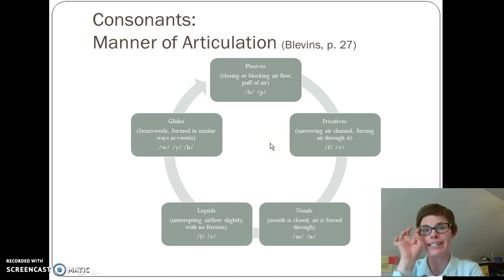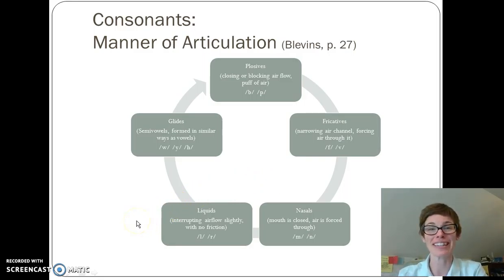We have something called a fricative when we are categorizing the manner of articulation with consonants. That's when you narrow your air channel and you force the air through it. So you narrow it, and if you do that with me, you can feel the narrowing. That's called a fricative. We have a nasal, and you can imagine that's when we force the air through our nasal passage, like when we say m or n. In both of those cases, we're forcing the air and the sound through our nasal passages.